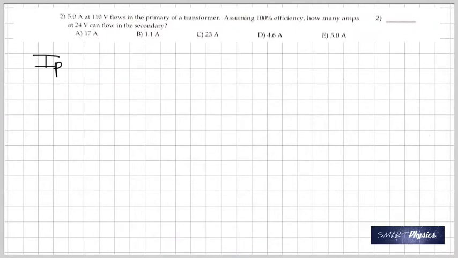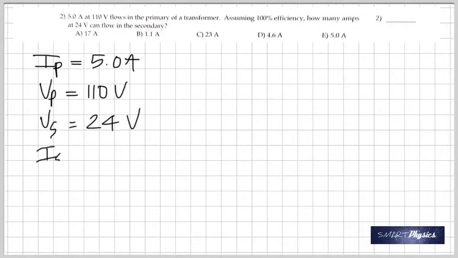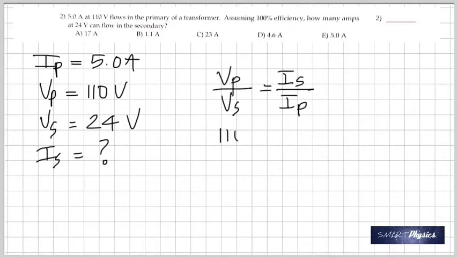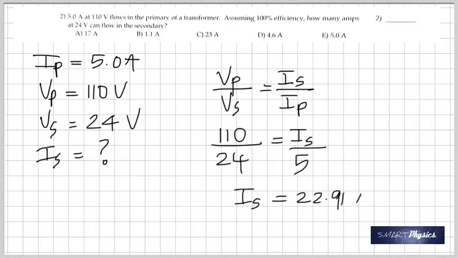And this one, 5 ampere at 110 volt flows in the primary of a transformer. Assuming 100% efficiency, how many amps at 24 volt can flow in the secondary? So you are given IP, 5 ampere, VP, VS, and you have to find IS. The relation is VP by VS is equal to IS by IP. When you plug in the numbers, you get the secondary current is 22.91 ampere.